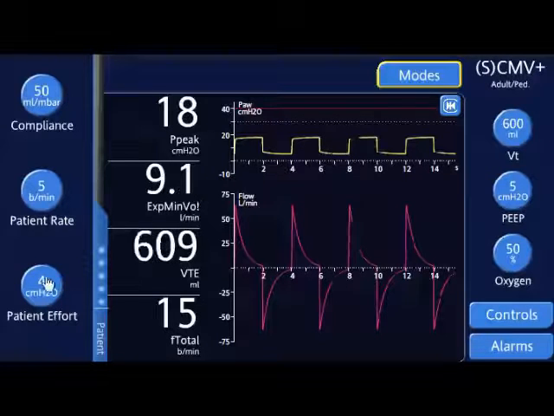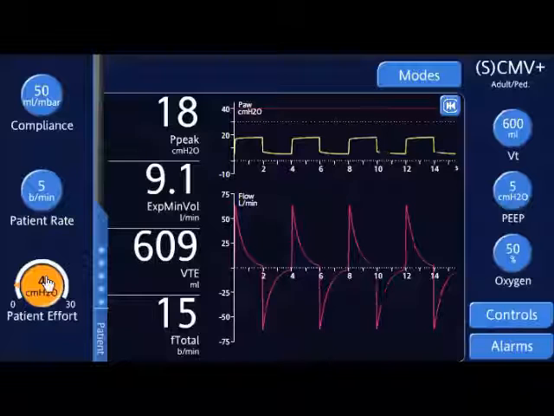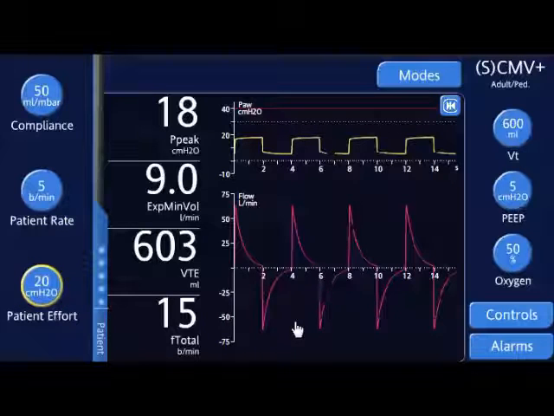I'm going to increase my patient effort. Let's say the patient got really agitated. So they're currently, let's say, in a sleep state. And I'm going to show you, I'm going to make them pretty agitated. I'm going to just change their effort to 20 centimeters of water. So let's select that. We're going to look at my flow pattern, this purple waveform here. As you notice, my flow is 75.